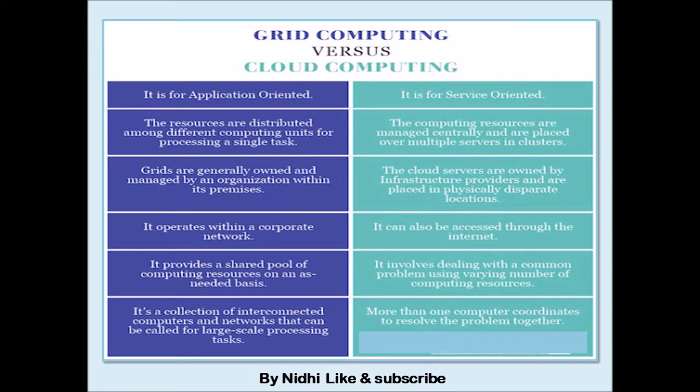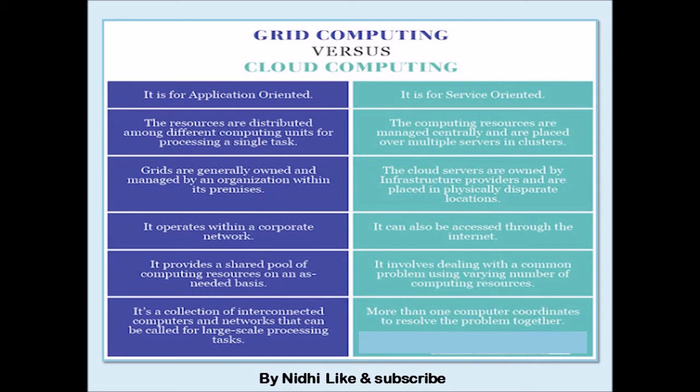Grids are generally owned and managed by an organization within its premises, while cloud computing resources are owned by an infrastructure provider and are placed in physically disparate locations, different virtual locations. It operates within a corporate network. This point for grid computing we have already seen in the previous slide, and cloud computing can also be accessed through the internet.